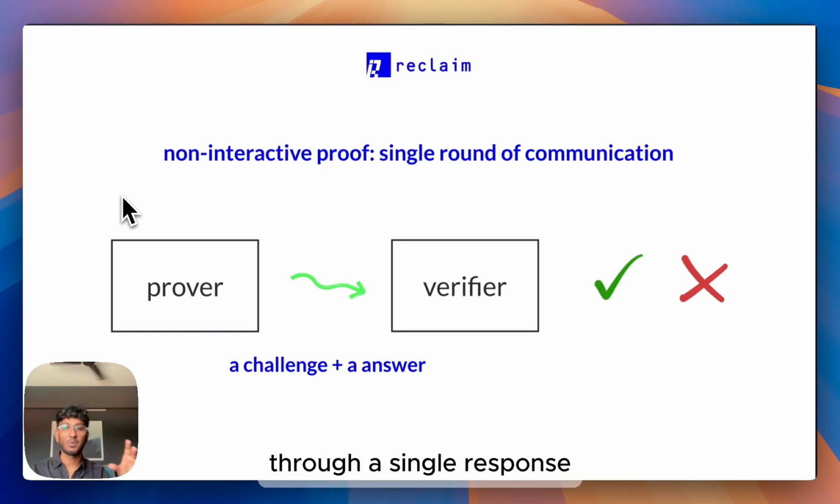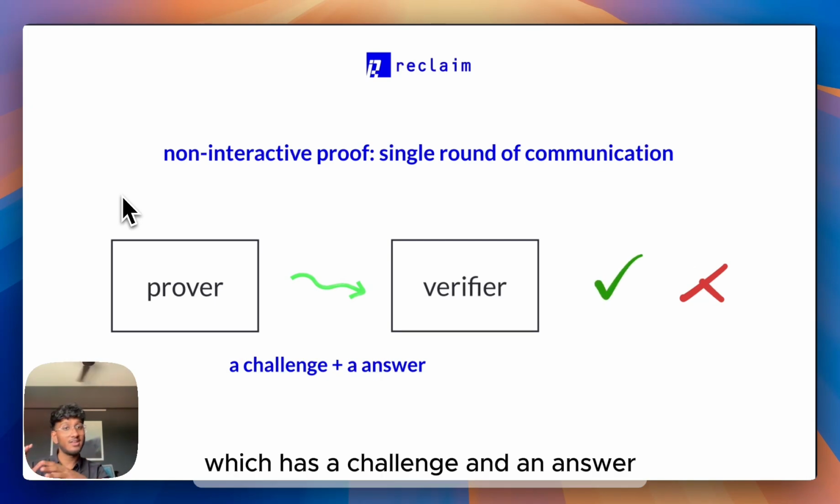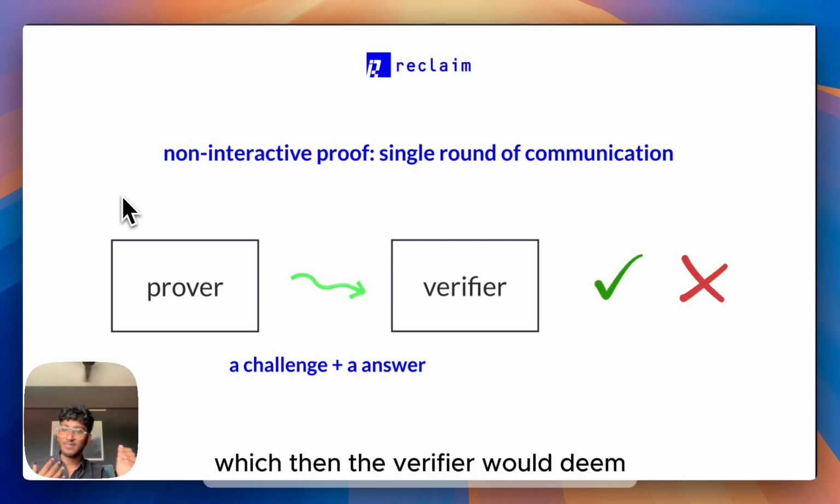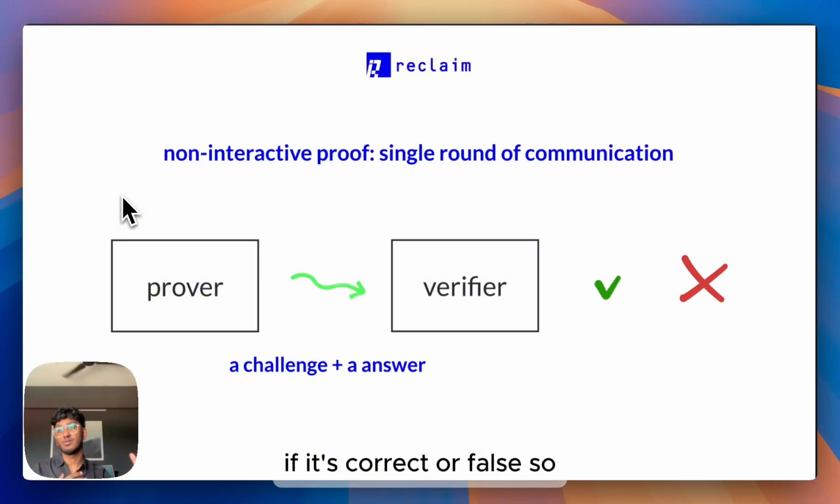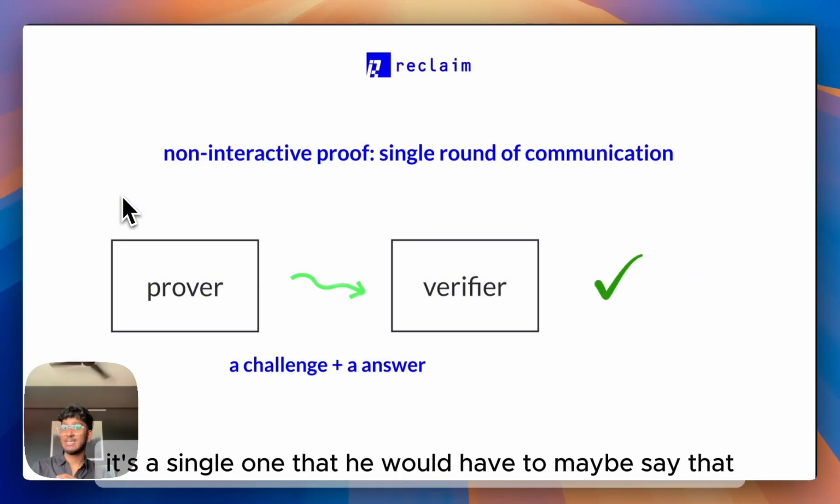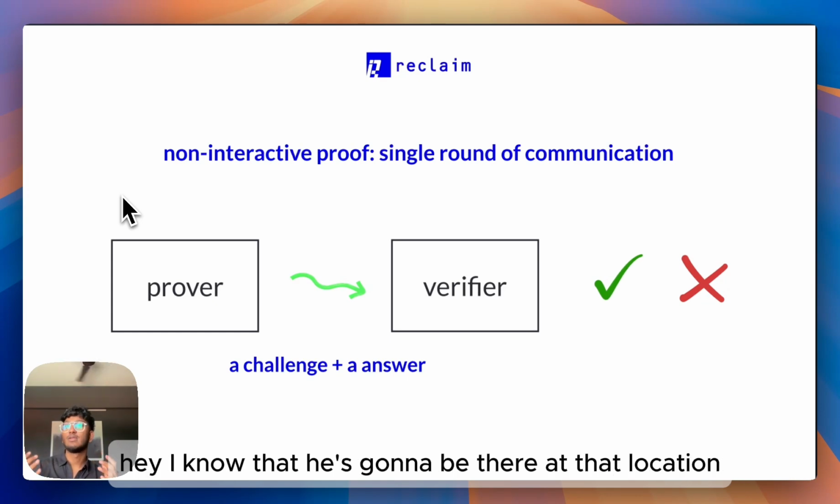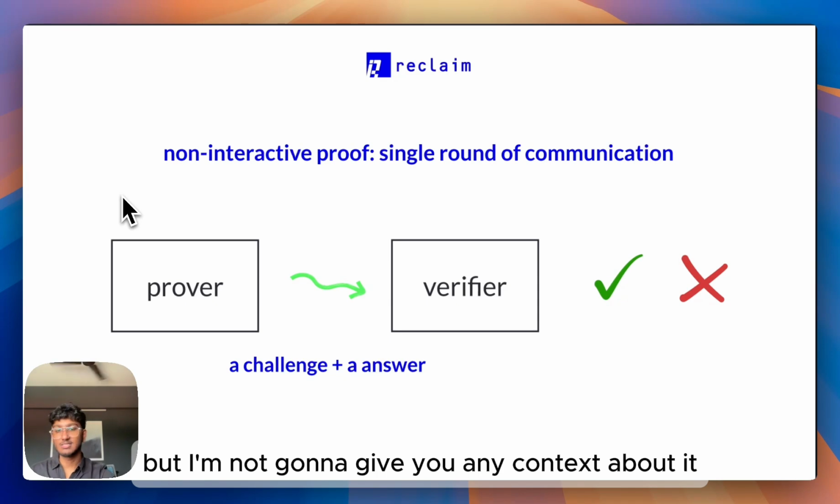So diving into non-interactive proofs, the prover would have to actually prove a statement to the verifier through a single response, which has a challenge and an answer, which the verifier would then deem correct or false. So it's a single round where he would have to say, hey, I know that he's going to be there at that location, but I'm not going to give you any context about it.